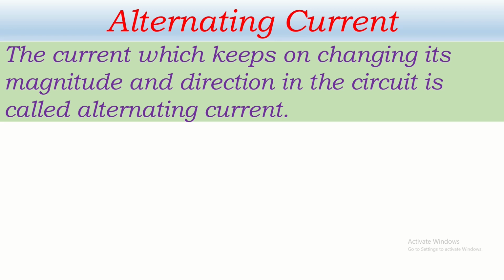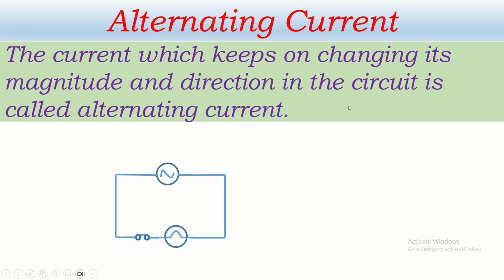Magnitude keeps on changing and the direction of flow is also changing. What does it mean exactly? It can be understood with the help of a diagram. This is the source of alternating current and it is symbolized like this, and it is connected to a bulb and a switch is also placed in the circuit. When we switch on the circuit, what happens? One terminal of this AC source becomes positively charged and the other terminal becomes negatively charged. And we know that current flows from positive to negative. That's why current starts to move from this right hand side to the left hand side.